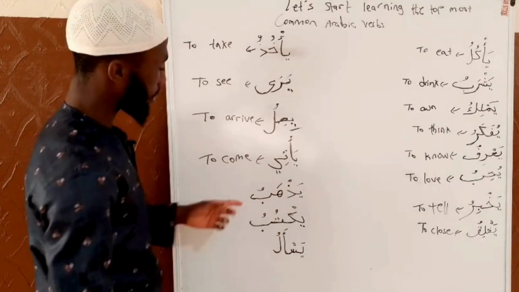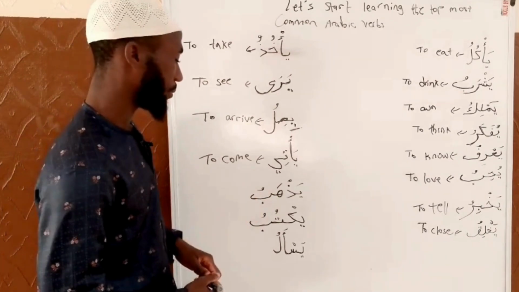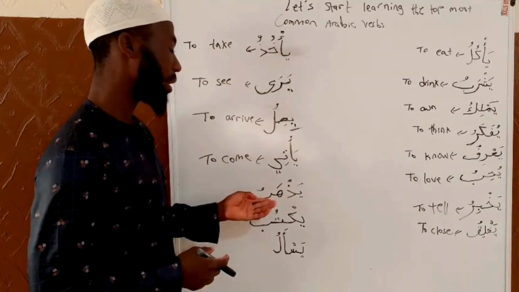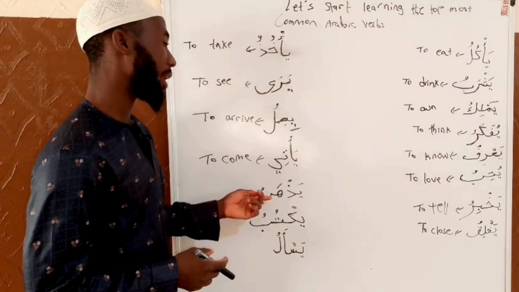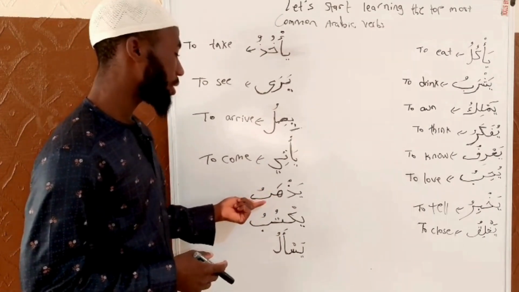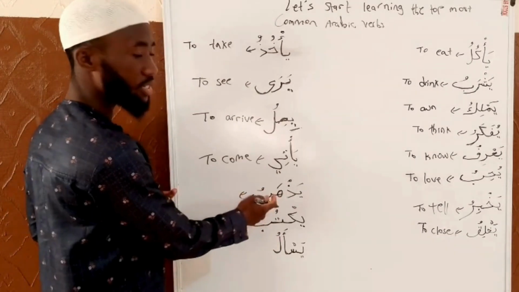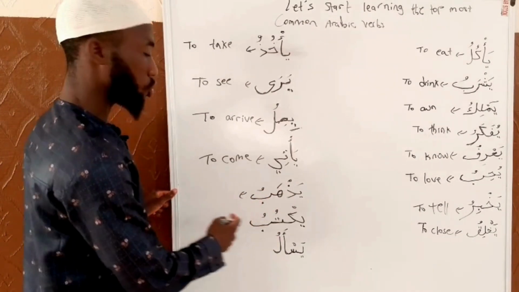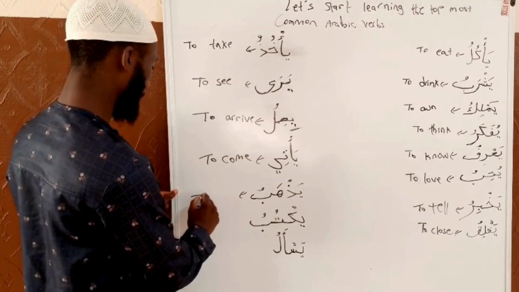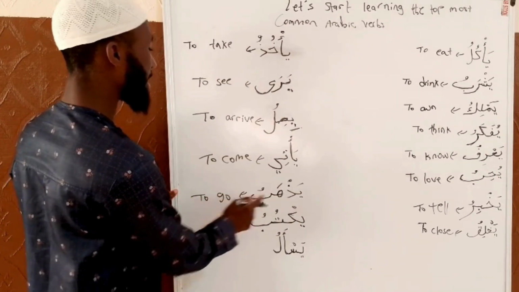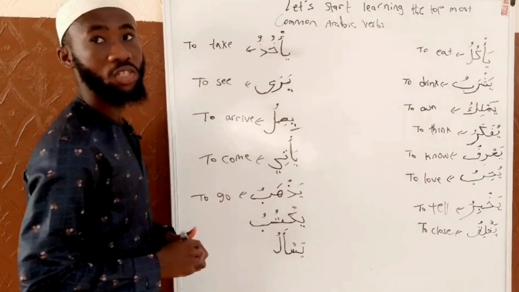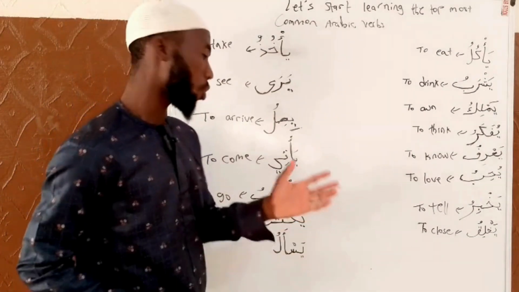Then the next one is yadhabu. This is another Arabic verb. That's what? Yadhabu. What does yadhabu mean? It means to what? To go. Yadhabu, to go.